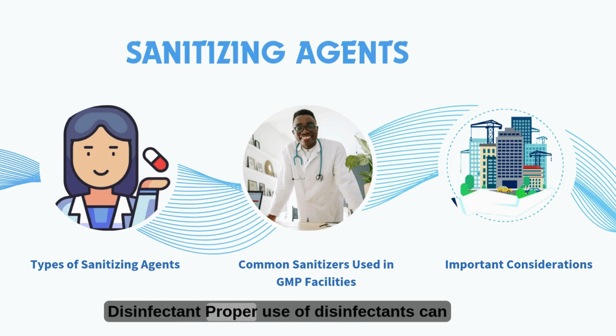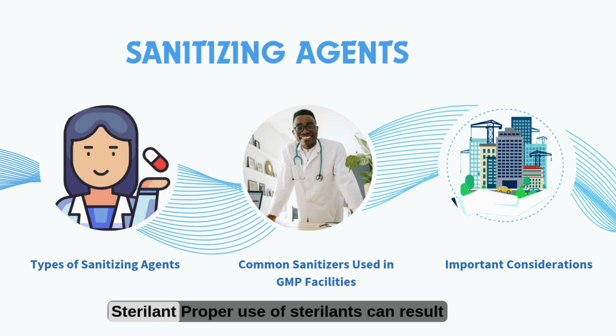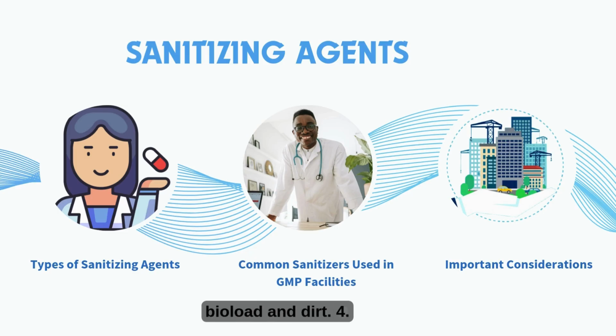2. Disinfectant. Proper use of disinfectants can result in 100% killing of vegetative bacteria, target viruses, and target fungi. Pre-cleaning may or may not be required, but it is considered a prerequisite. 3. Sterilant. Proper use of sterilants can result in 100% killing of all microorganisms, including bacterial spores. Pre-cleaning is always required to reduce bioload and dirt. 4. Sporicide. Proper use of sporicides can result in a 100% killing of all bacterial spores.